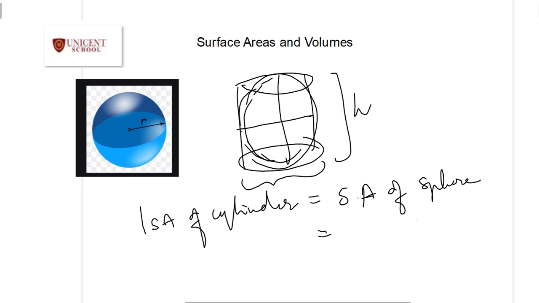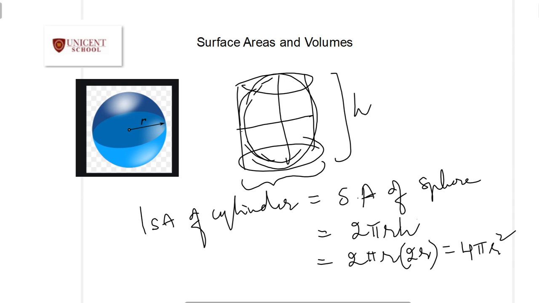So the lateral surface area of a cylinder, we have seen, is given by 2 pi r h. And here h is nothing but the diameter, which is given by 2r. So in that case, we get 4 pi r square. That is 4 times the area of a circle. That means, to visualize, if I get 4 circular pieces having the same radius, then I can cover this sphere completely. So that is the meaning of it.